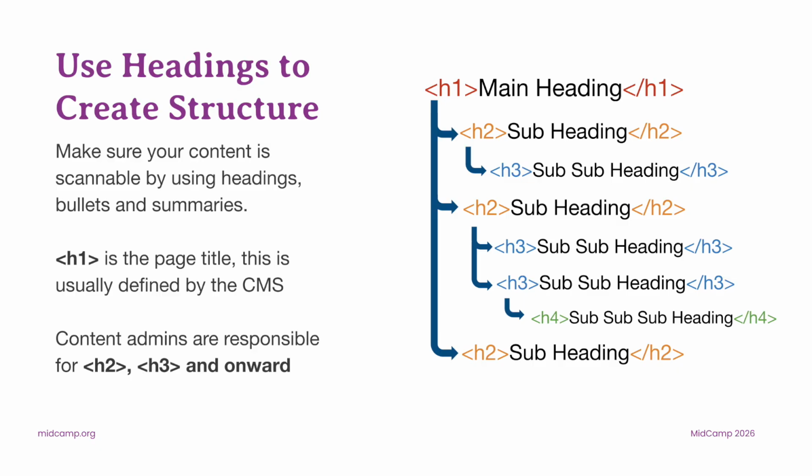On the left side is a demonstration of a heading structure with your H1 being the main heading, going into an H2 of subheading, going into an H3 of sub-subheading, and going back out to H2s, and so on and so forth. You want to keep that structure regular so that the AIs and your users, including assistive technology, can read your content.